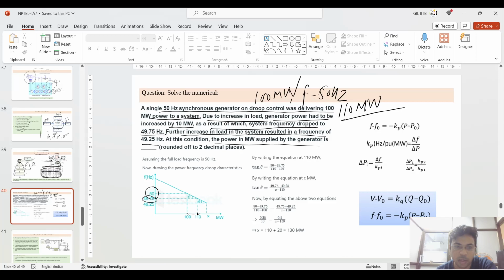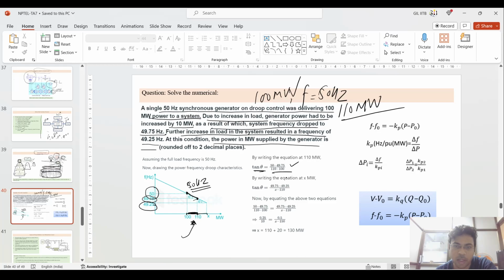The power increased from 100 to 110 on that base. If the amount is further increased, it will drop further to 49.25. So this increase in power has to be supplied from somewhere to make this frequency come back to 50 hertz, so consider it supplied back at 50 hertz.